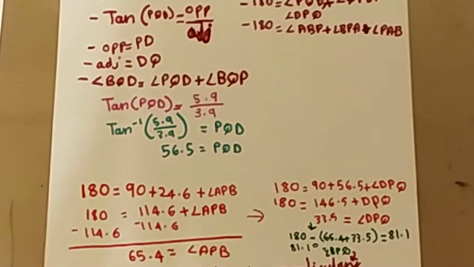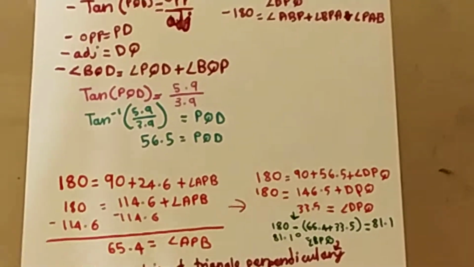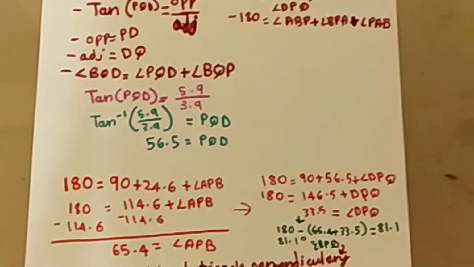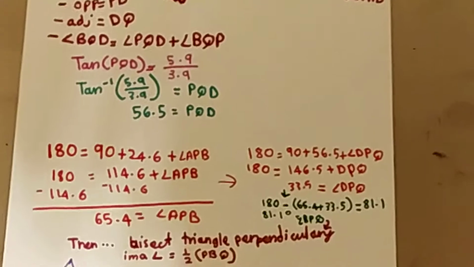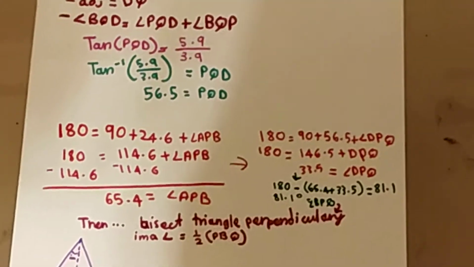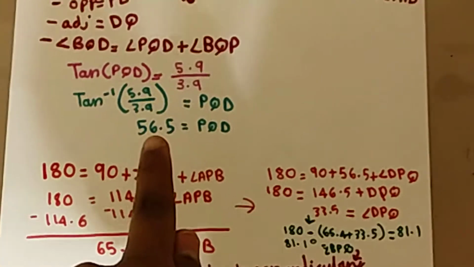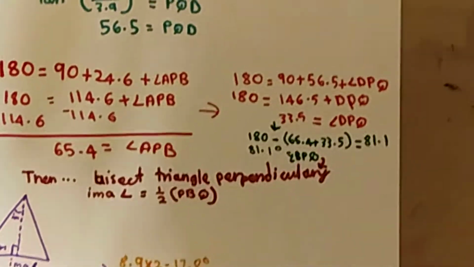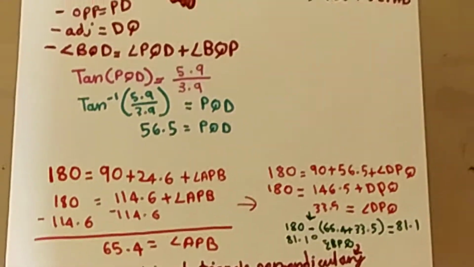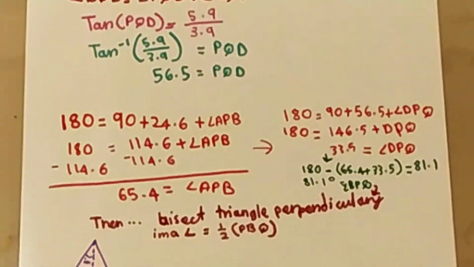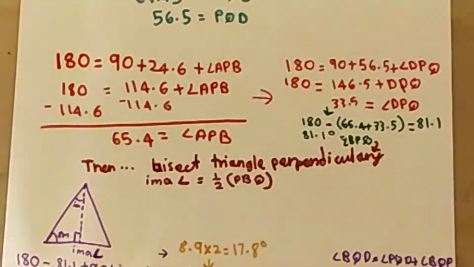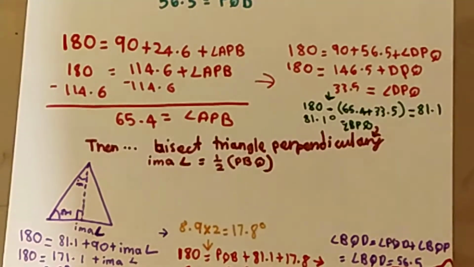First, I did the inverse tangent to get angle PQD, and to find the angle, I had to use the angle addition postulate. So I needed to find both PQD and BQP before finding BQD. So first I found PQD with the inverse tan function right there, and I got 56.5. Don't neglect this because you will need it later on.